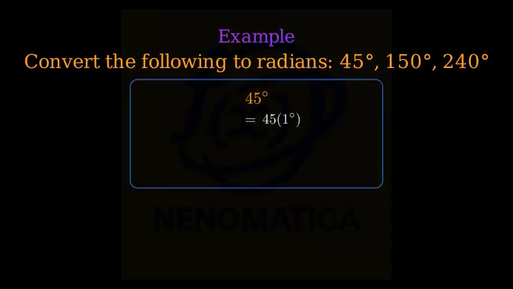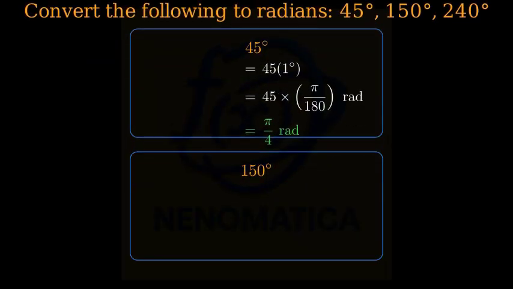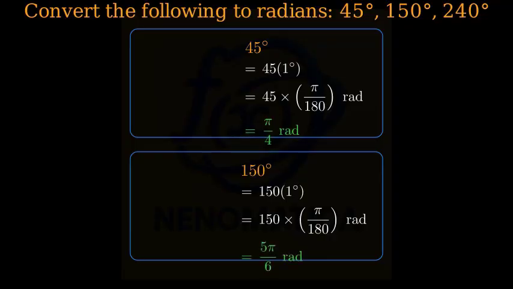Now we start with 45 degrees. Step 1 equals 45 times 1 degree. Step 2 equals 45 times the quantity pi over 180 in radians. Step 3 simplifies to pi over 4 radians. Next, 150 degrees. Step 1 equals 150 times 1 degree. Step 2 equals 150 times the quantity pi over 180 in radians. Step 3 simplifies to 5 pi over 6 radians.